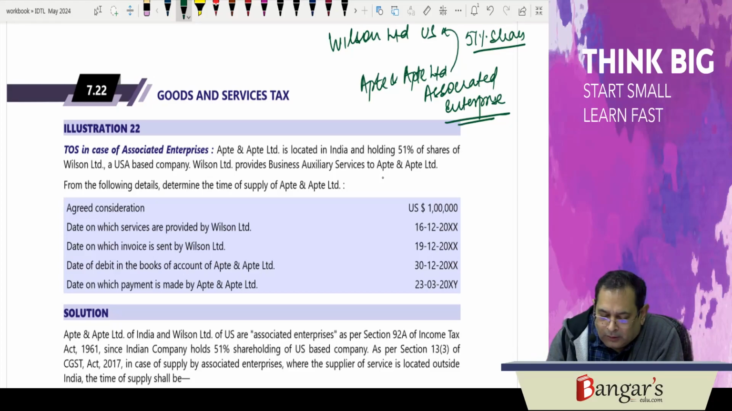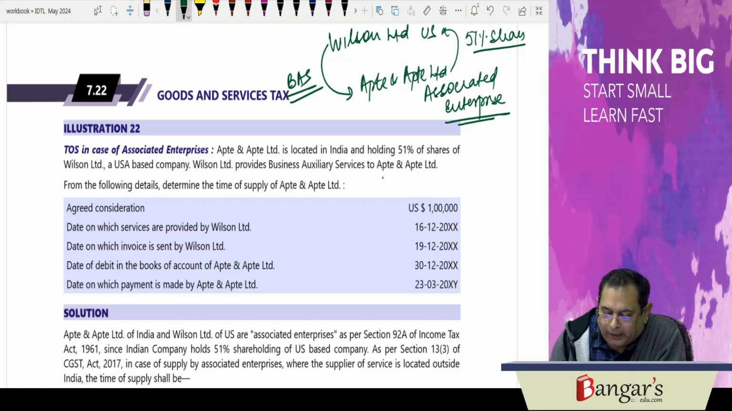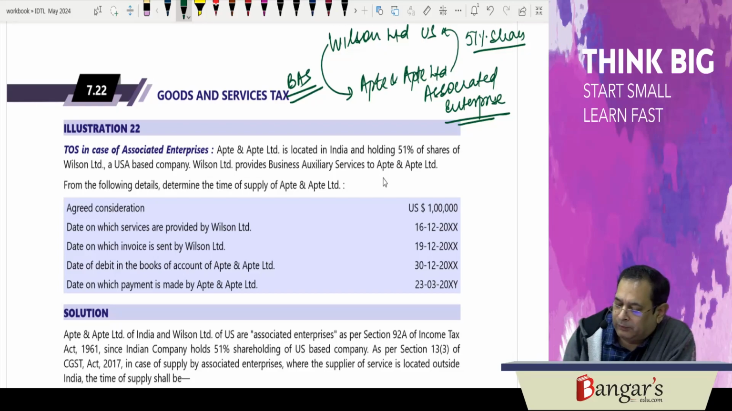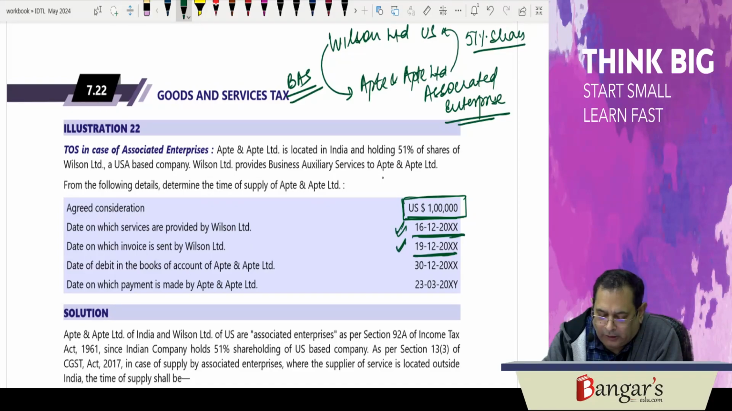Okay. Wilson Limited provides business auxiliary services (BAS) to Apte and Apte. From the following details, determine the time of supply of Apte and Apte Limited. Agreed consideration is $1 lakh. Date when the services are provided by Wilson is 16/12. Date when the invoice is sent by Wilson is 19/12.